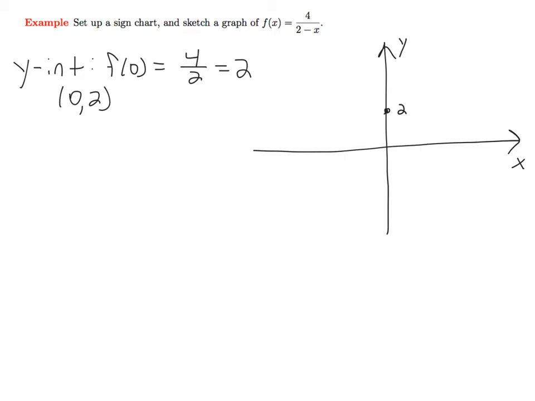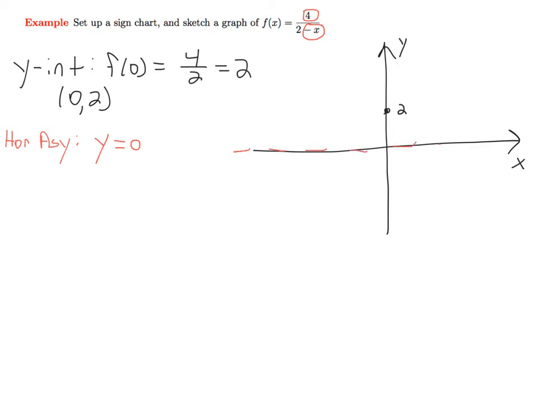The horizontal asymptote, we get by looking at the leading terms. The leading term of the top is just 4. We only have one term, and the leading term of the denominator is the minus x. Since the degree of the numerator is 0, that's less than the degree of the denominator, we have a horizontal asymptote at y equals 0. So this is right along the x-axis.